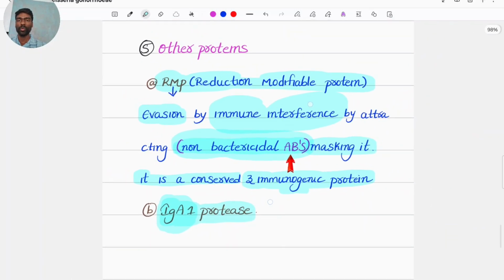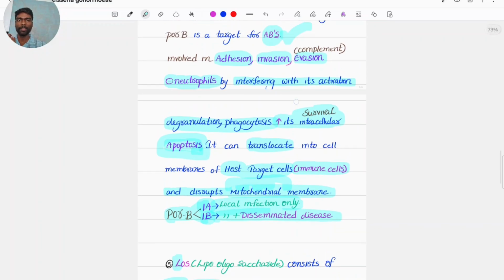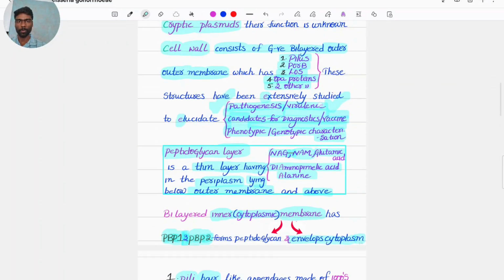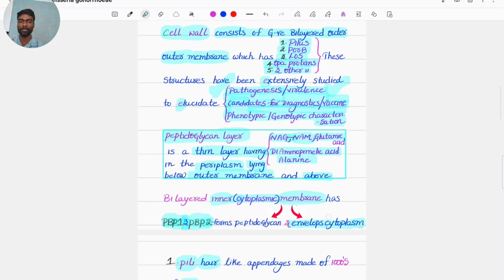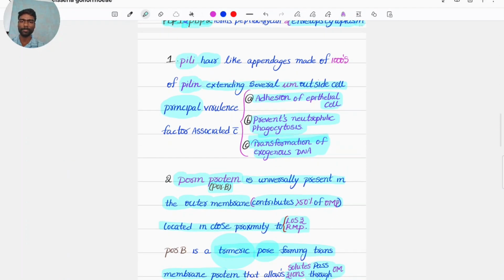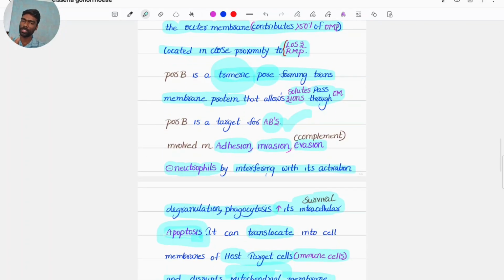Now the only thing we have to learn is that in the outer membrane, various proteins are there. Each protein has its own properties. Pili, porin, lipooligosaccharide, opacity protein, and other proteins like reduction modifiable protein and IgA1 protease. For everything we can write attachment, invasion, evasion, and neutrophil inhibition. Pili has an extra property, transformation of exogenous DNA. Porin has an extra property: it forms pores and allows solutes and ions to pass through the membrane.